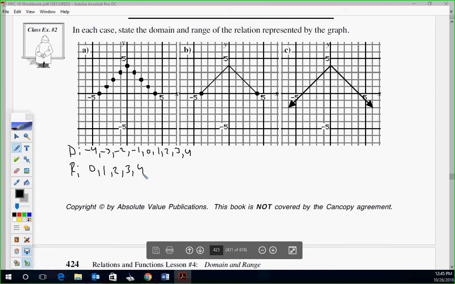This is for picture A. I got those because those are my y values. If you're lost, this point right here is -4, 0. This point here is -3, 1. All these points, you know what they are. You can write them in, and that's where I got these. -4, -3, -2, etc.